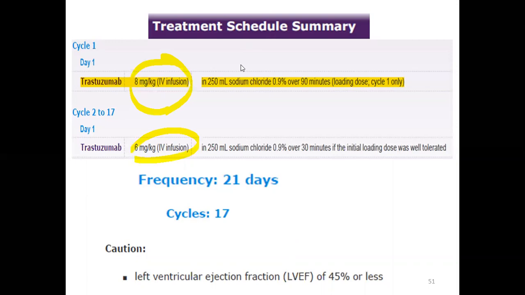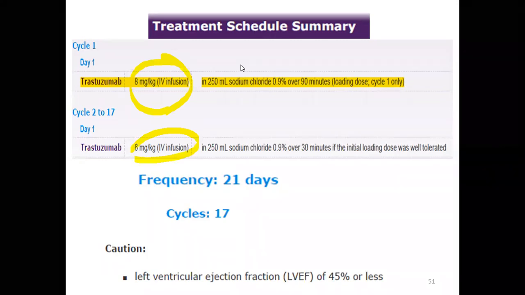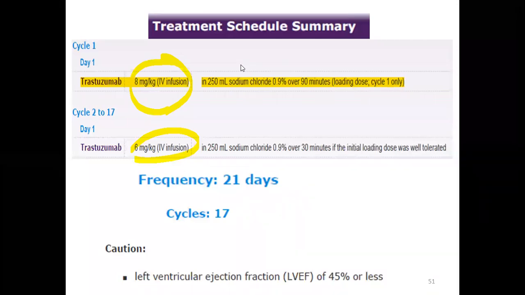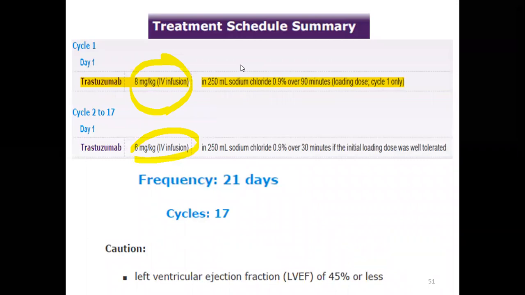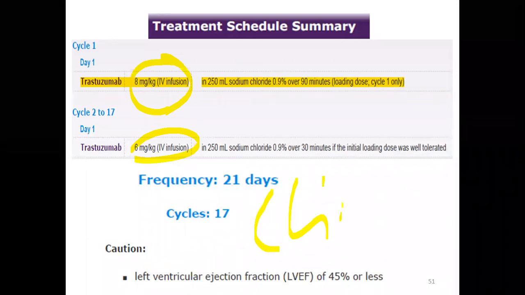Yes, why does it require 17 cycles when other drugs require maybe 4 or 2 cycles? Yeah, this one is just based on clinical trial. So the moment you give 17 courses, you are going to achieve the desired response with HER2 overexpression. So this one is just based on the clinical trial.